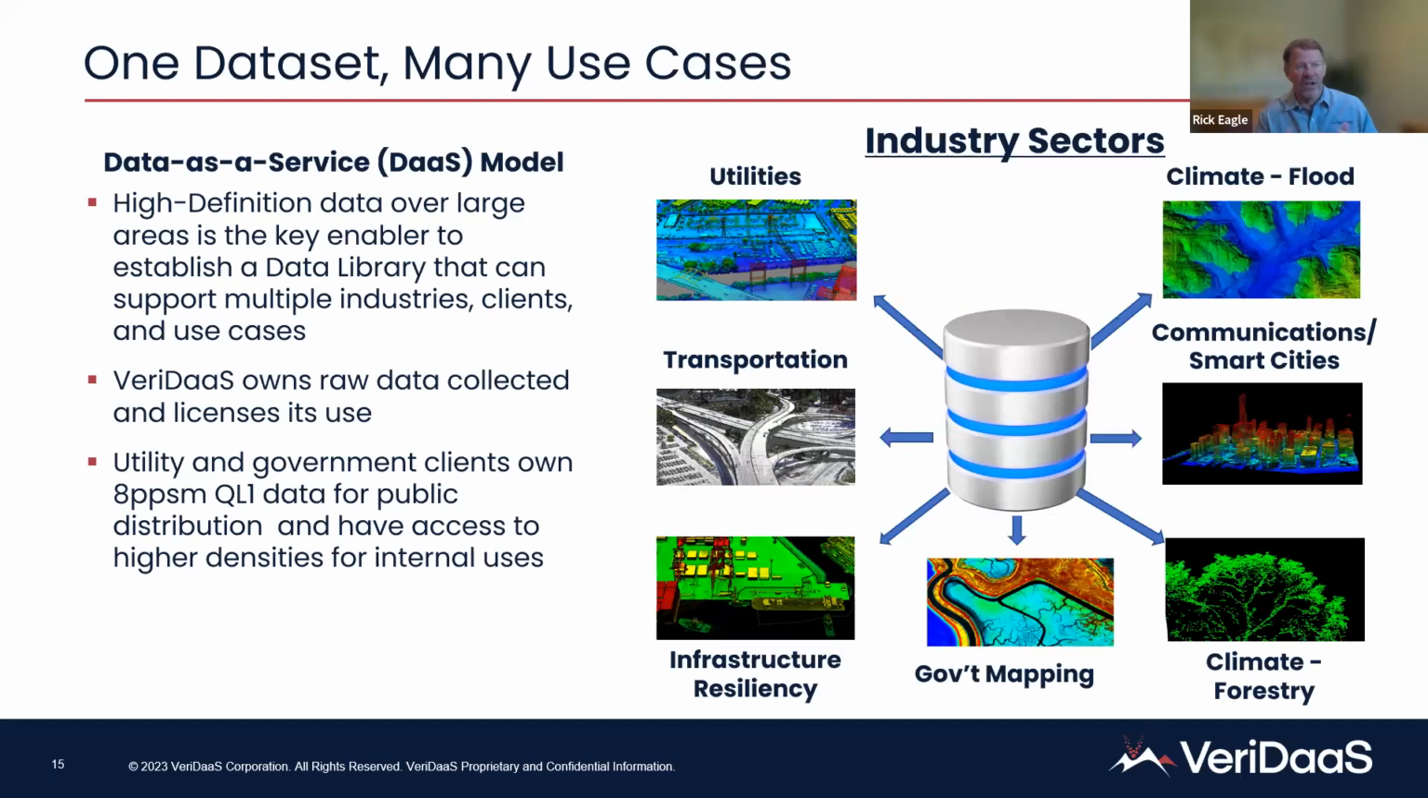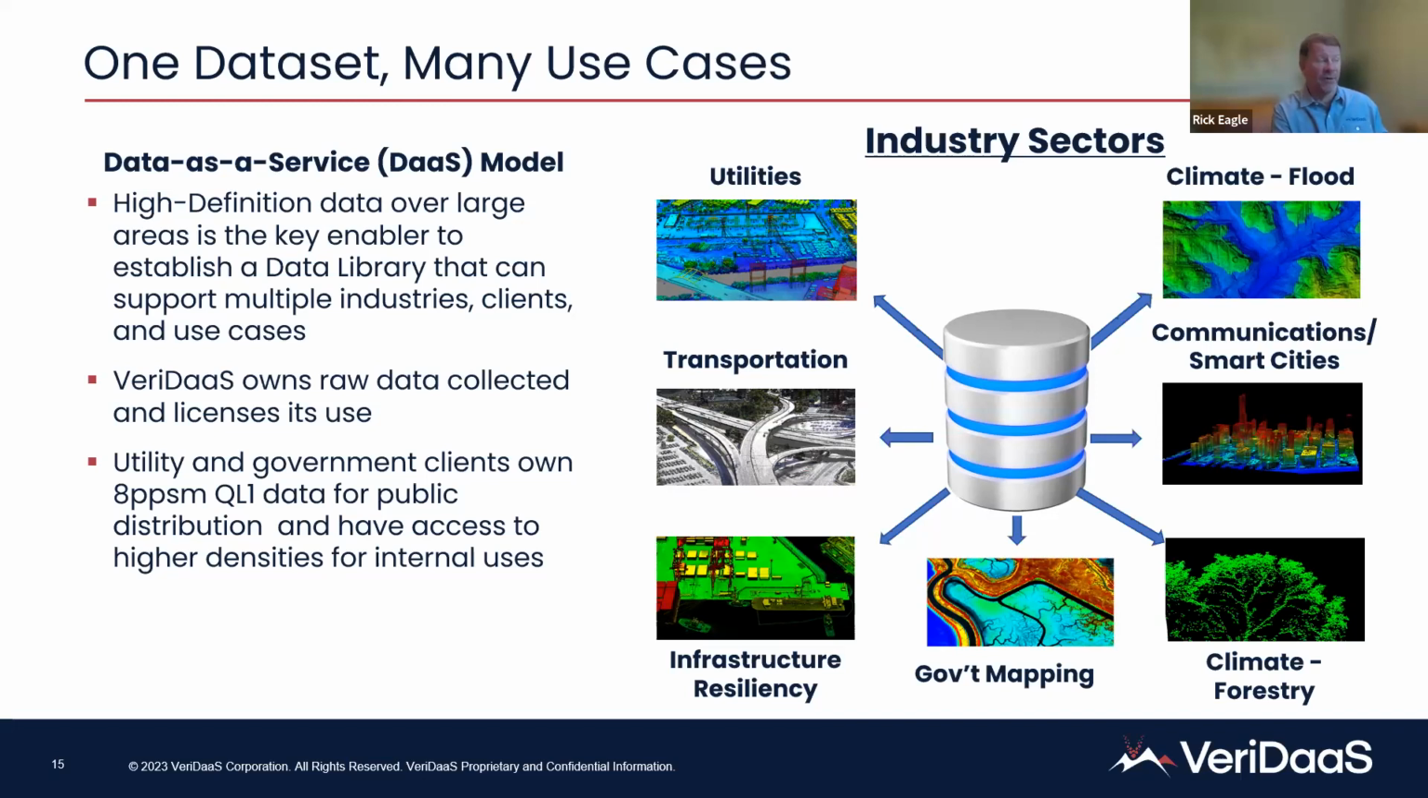We work in a lot of different industry sectors, but these are the primary ones. We work a lot in the utility industry. We do some work in transportation, infrastructure resiliency, government mapping, climate, and smart cities. This high definition data becomes a key enabler, because we always retain a copy of the raw data with most of our clients, and we process the data at different point densities, as we showed in that previous slide.